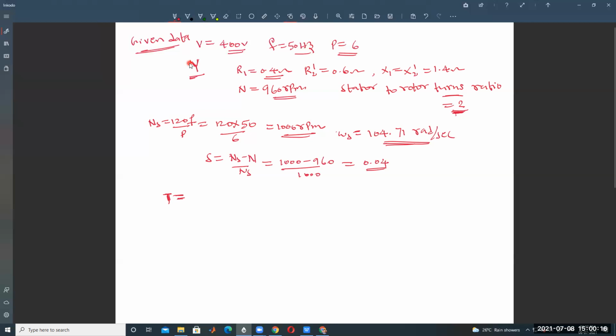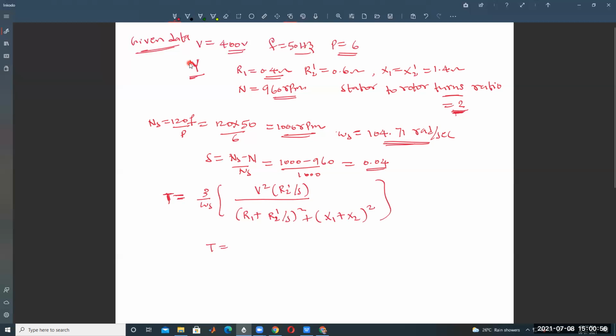Yes, sir. 212. Tell me what is the torque equation? 3 by omega s into s into V2 square into R2 dash by s, divided by (R1 plus R2 dash by s) whole square plus (X1 plus X2 dash) whole square. Okay, substitute all these values.